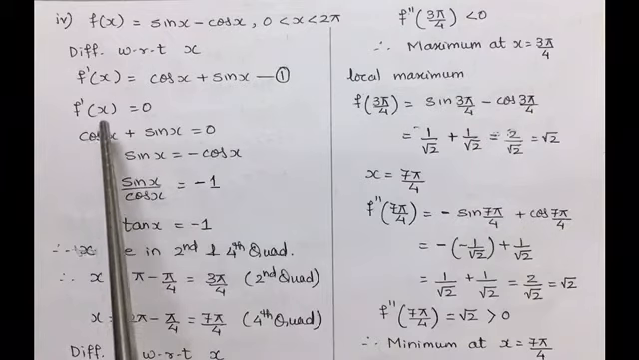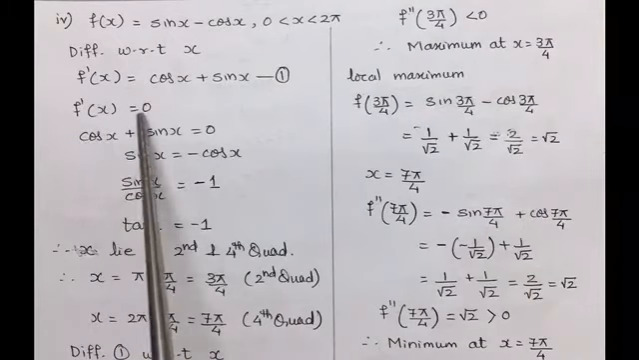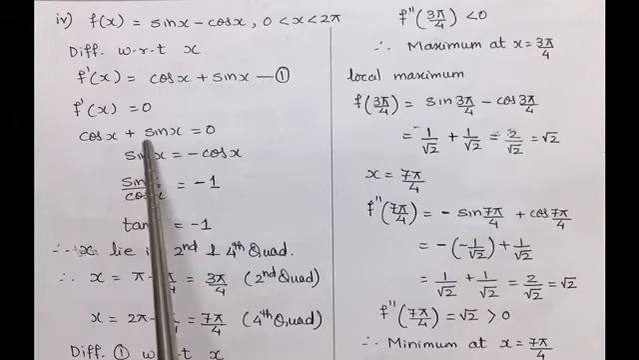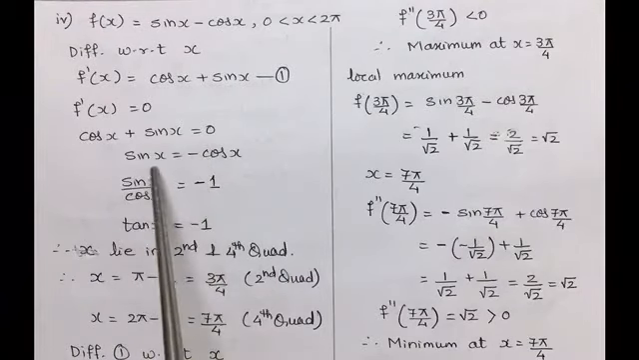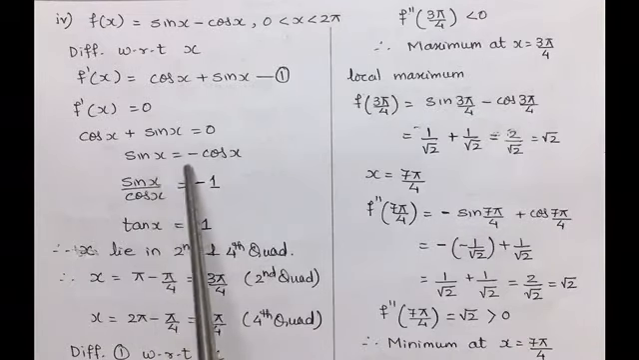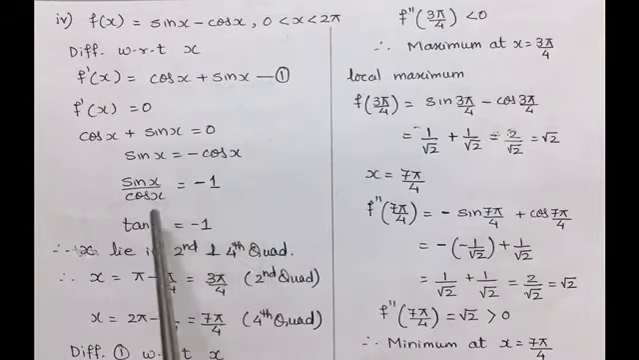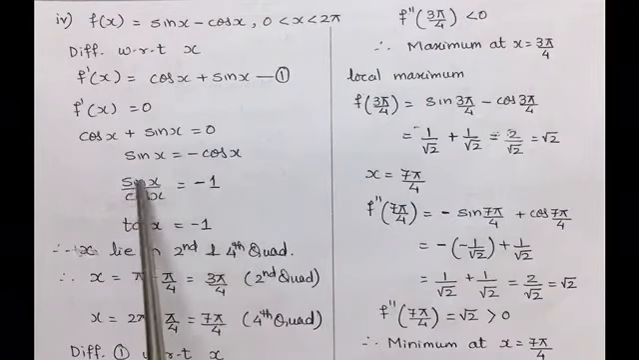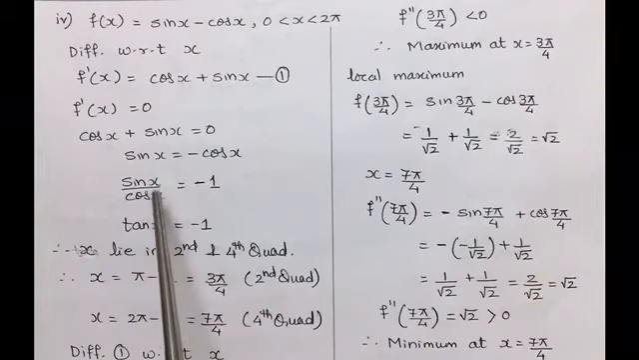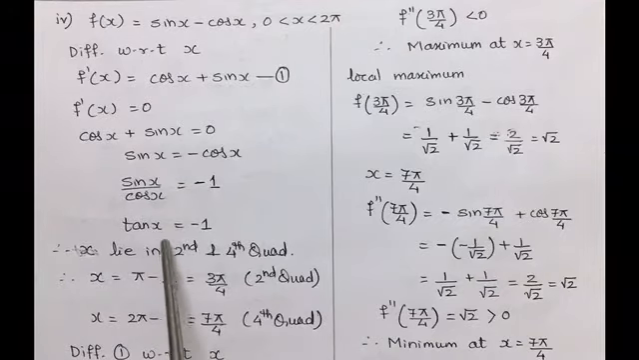Now to calculate the value of x, the first derivative is equated to 0. So we have taken up cos x plus sin x equal to 0. Shifting cos x the other side, it becomes sin x is equal to minus cos x. Taking cos x down the other side, it becomes sin x upon cos x is equal to minus 1. Sin by cos is tan x, so that makes it tan x is equal to minus 1.